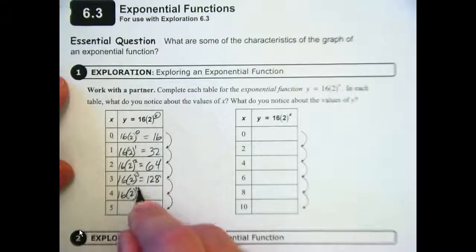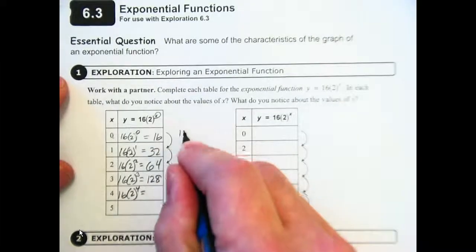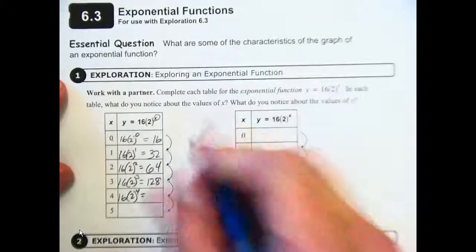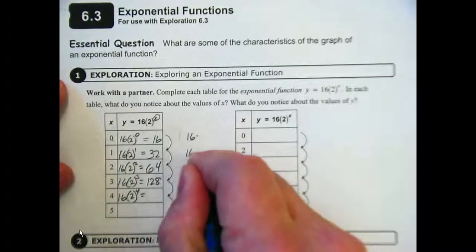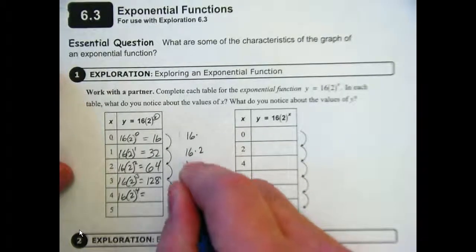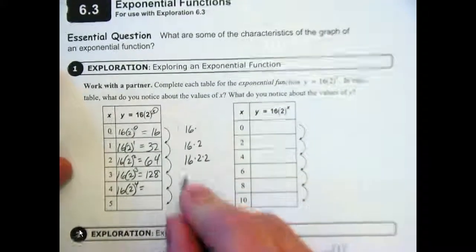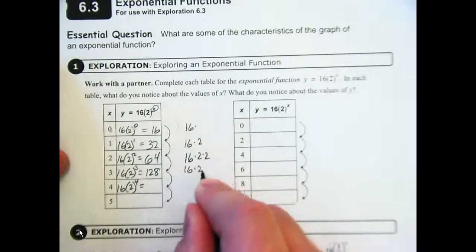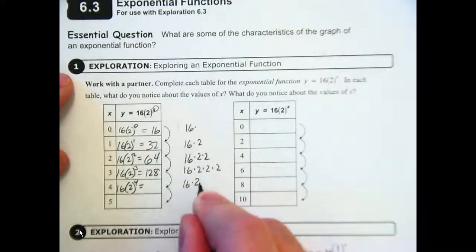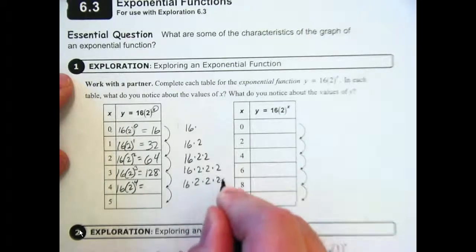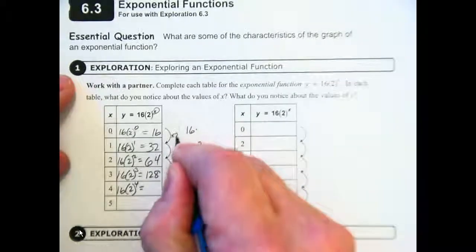Notice here you have 2 to the 0. That means you just have 16 if I write that out in expanded form. Here you would have 16 times 2 to the first. Here you have 16 times 2 to the second, which means you multiply by another 2. Here you have 16 times 2 to the third, which means you multiply by another 2, one more 2. Here it's 16 times 2 to the fourth, so you multiply by another 2. Okay, so I'm just doubling it. Each time I'm multiplying by 2.